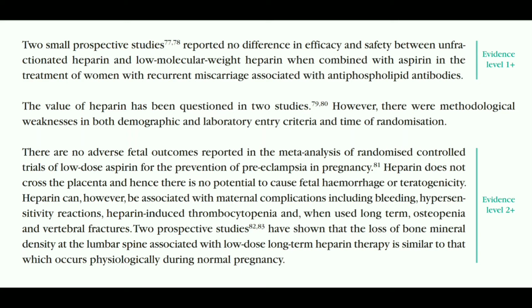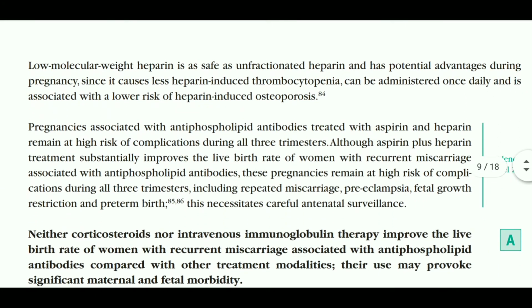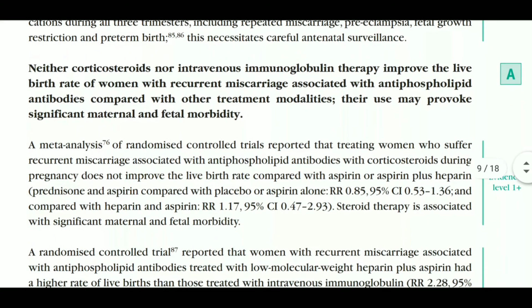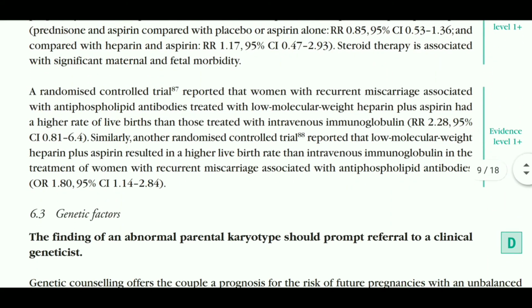Now, these are some studies, we can leave those. And corticosteroid: neither corticosteroid nor intravenous immunoglobulin therapy improves the live birth rate of women with recurrent miscarriages associated with antiphospholipid antibodies compared with the other treatment modalities, and their use may provoke significant maternal and fetal morbidity. These are all studies, so we can leave it.